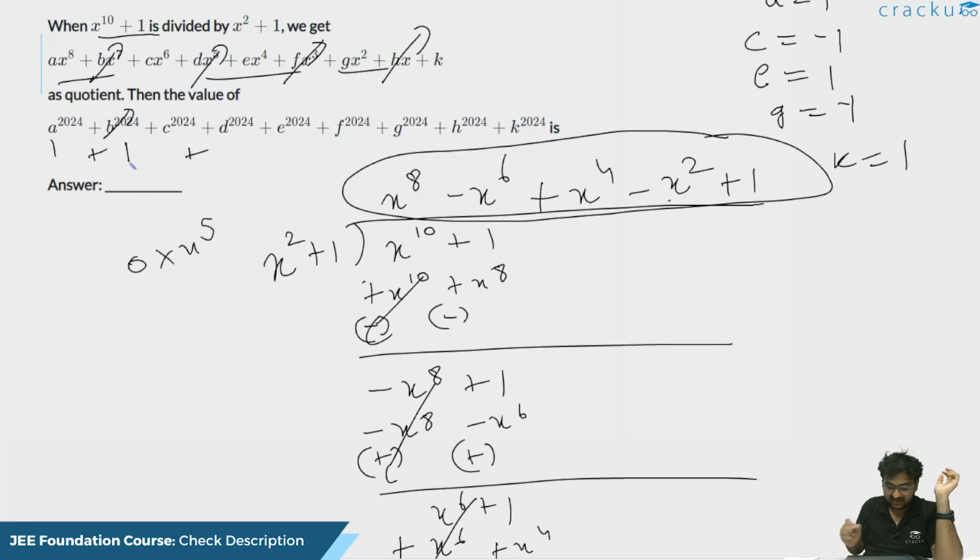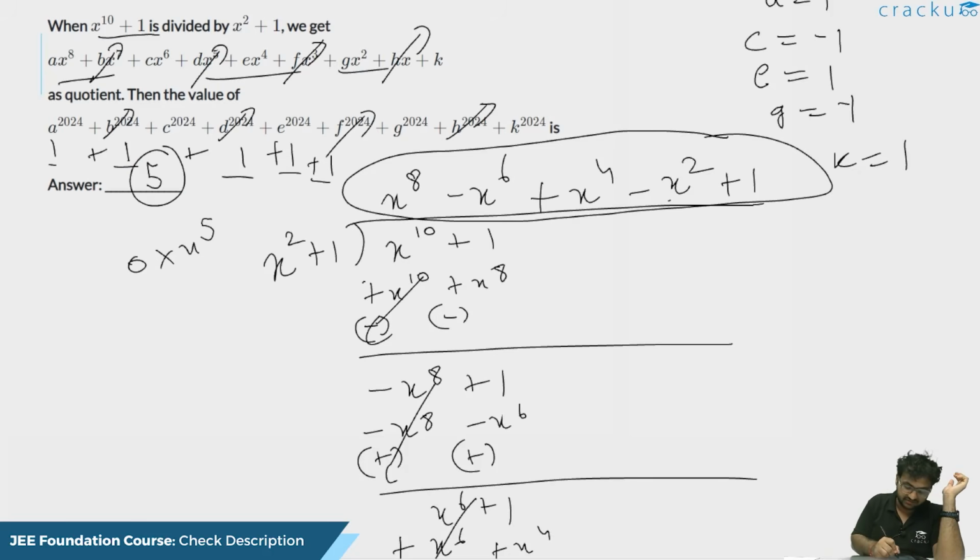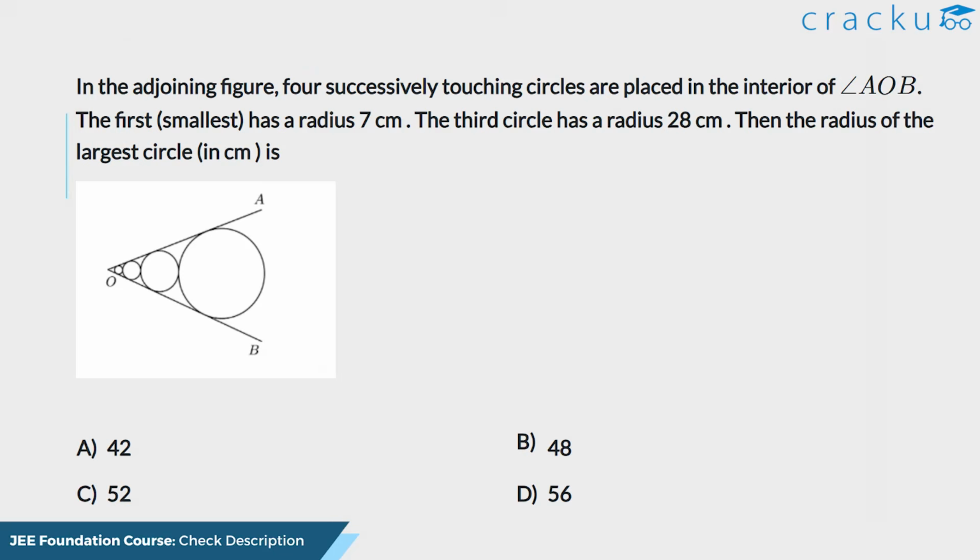What is D? D is 0. What is E? 1. What is F? 0. G is what? Minus 1 to the power 2024 is plus 1. What is H? 0. And what is K? 1. So the answer would be 1 plus 1 plus 1 plus 1 plus 1, which is 5. Hence the correct answer of this question is 5. Thank you.